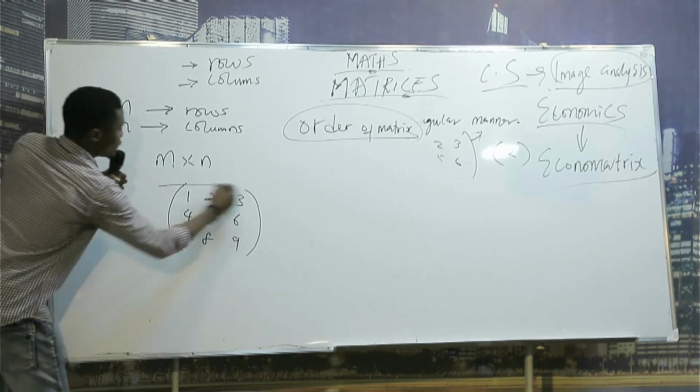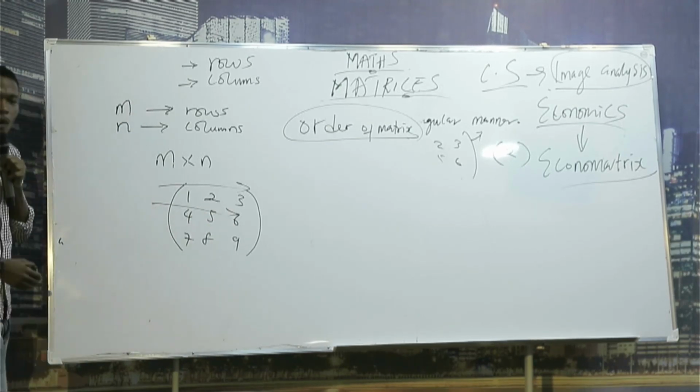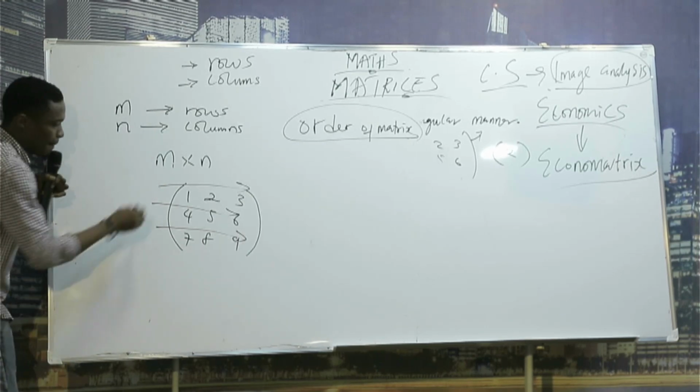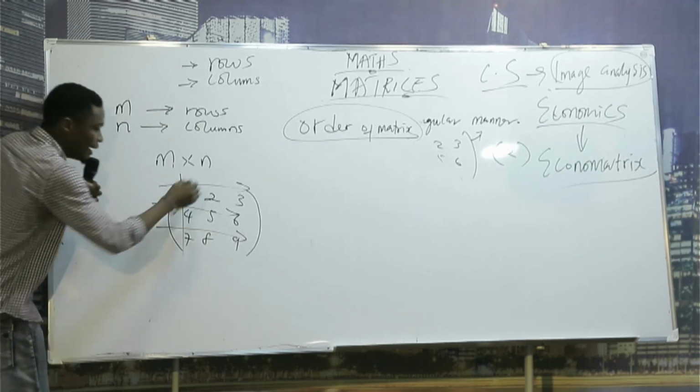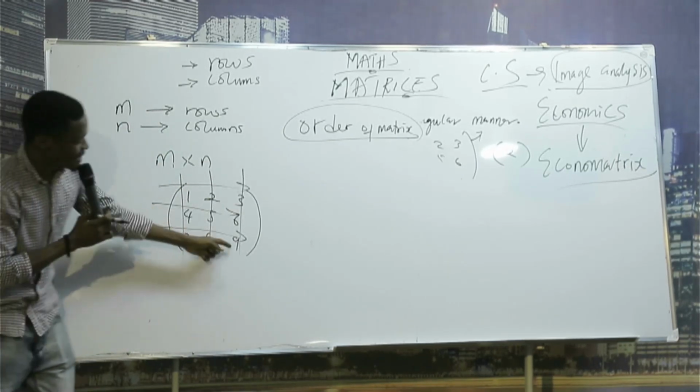1, 2, 3. Which other one? 4, 5, 6. Which other one? 7, 8, 9. What are the vertical arrangements here? 1, 4, 7. 2, 5, 8, and what? 3, 6, 9.